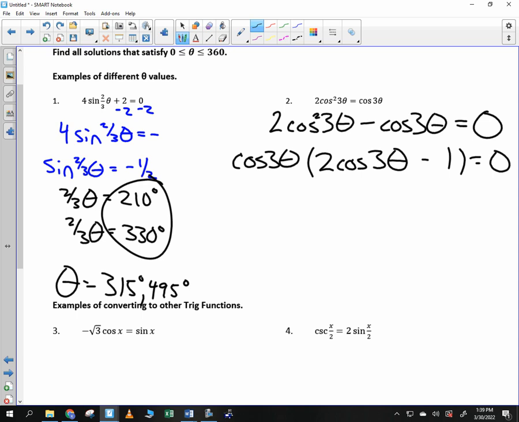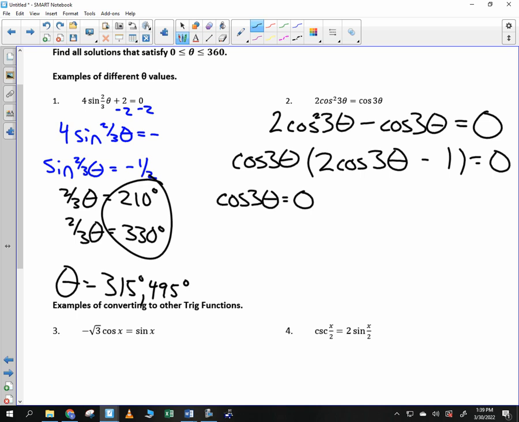Is it all right? Because cosine times 2 cosine is 2 cosine squared. You okay with that? All right, I have 2 equations to now solve. I have cosine of 3 theta is equal to 0. We'll start with that one.